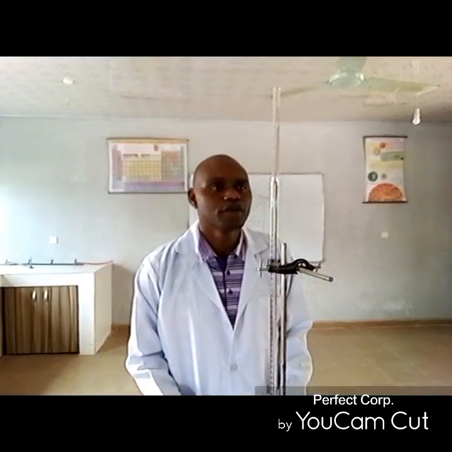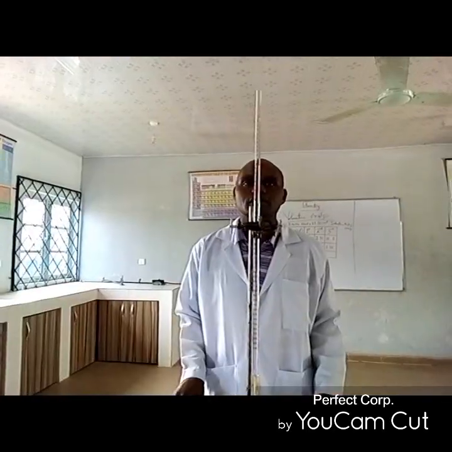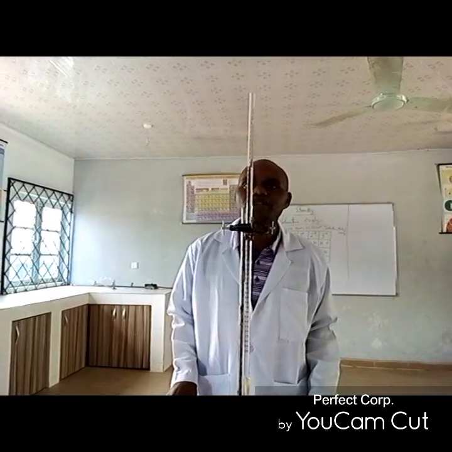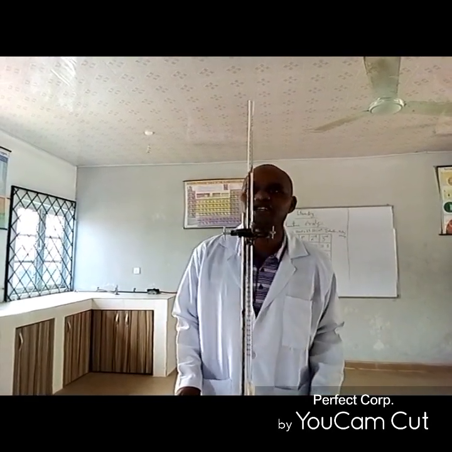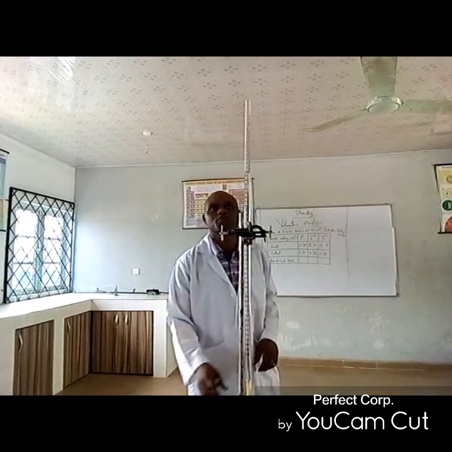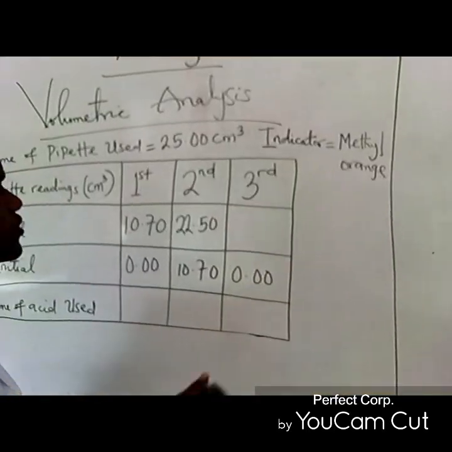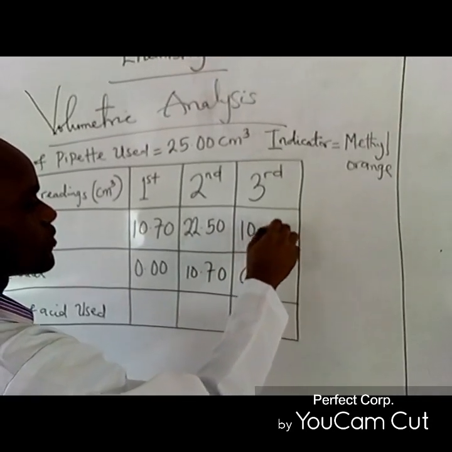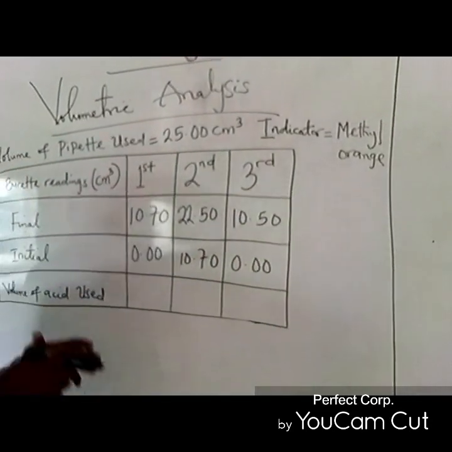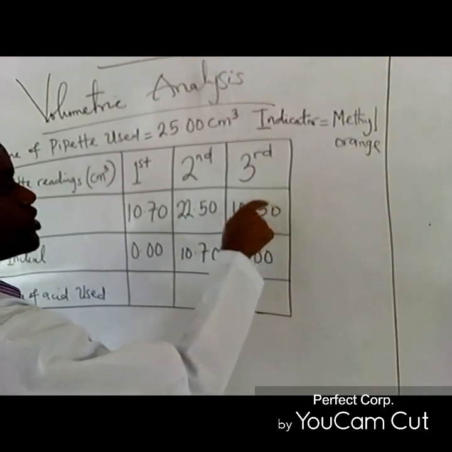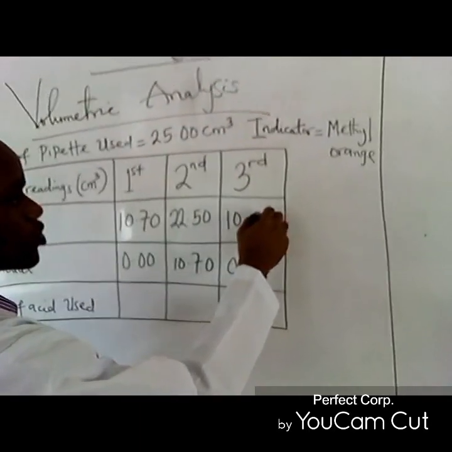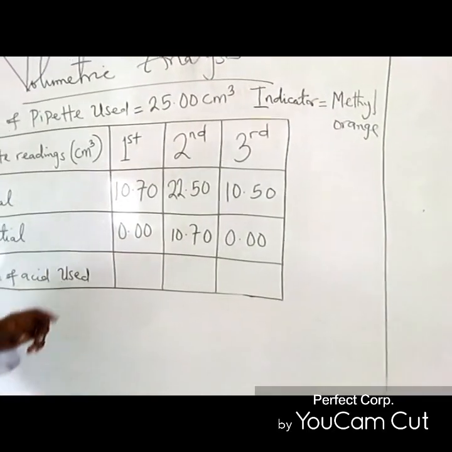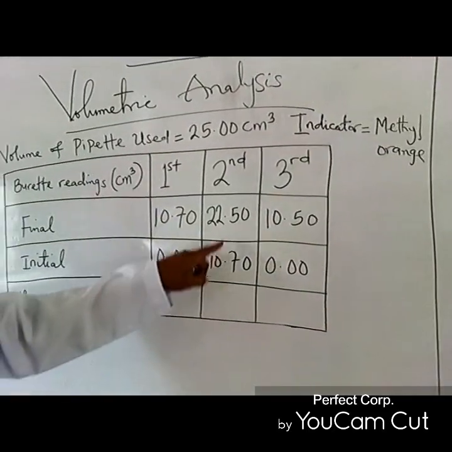So our final reading is 10.20. Okay, for this it is 10.50. Sorry, I made a mistake. This is 10.50, not 10.20. Final reading is 10.50. Now when we get to this point, please take note. You are going to subtract. You subtract this from this, this from this, this from this.